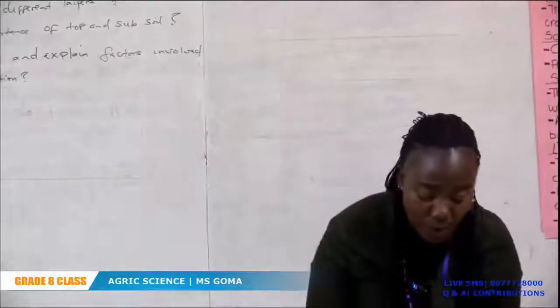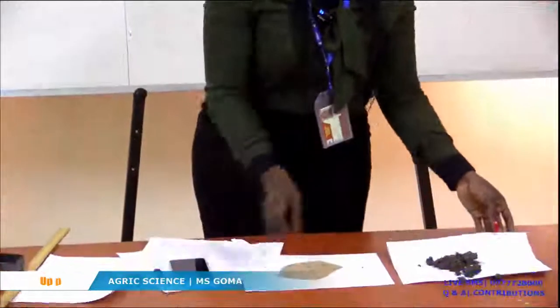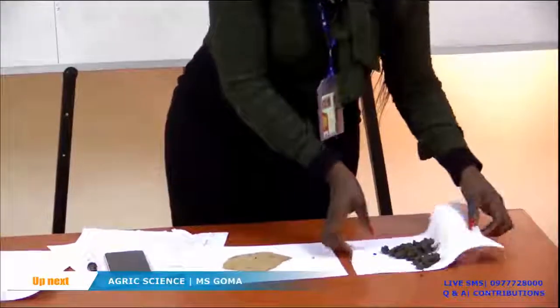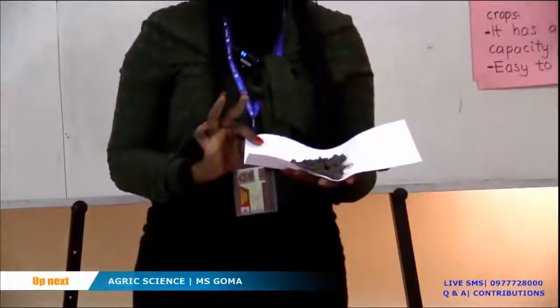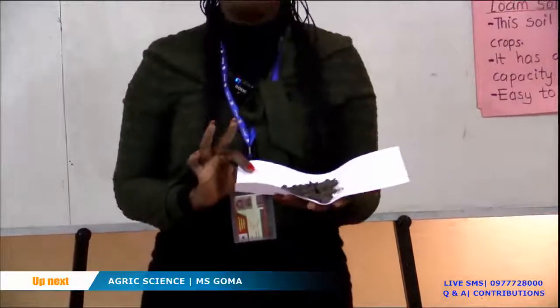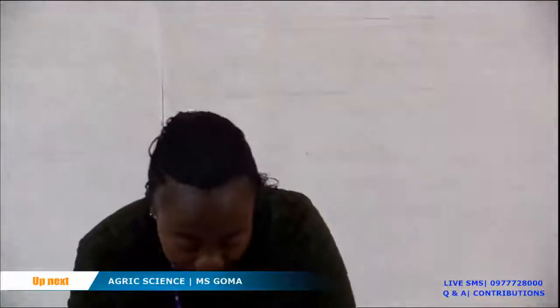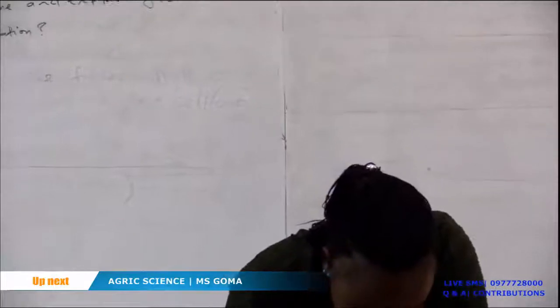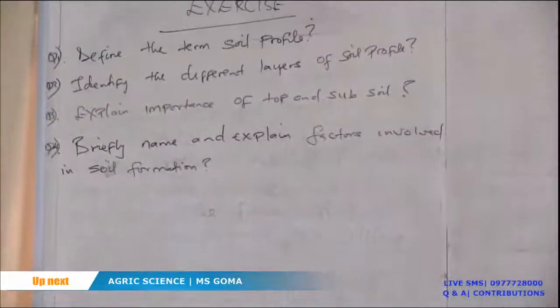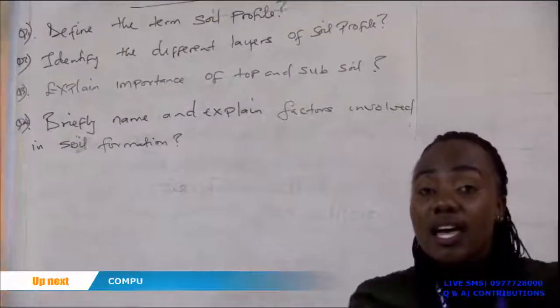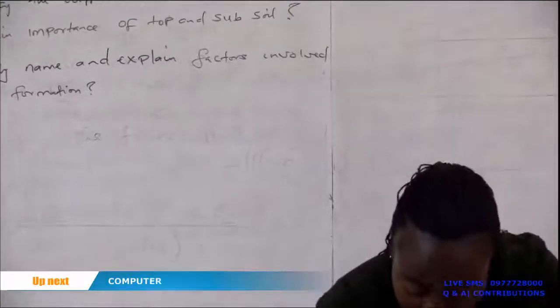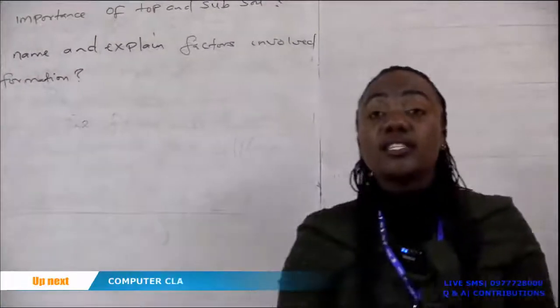When you look at these two different types of soils I have, one is brownish, the other is dark in color. So you are able to identify good soil for growing crops by its color, and the color should be dark. Okay, any other questions? So far I only have a question from Faith Makondo. Any other questions?